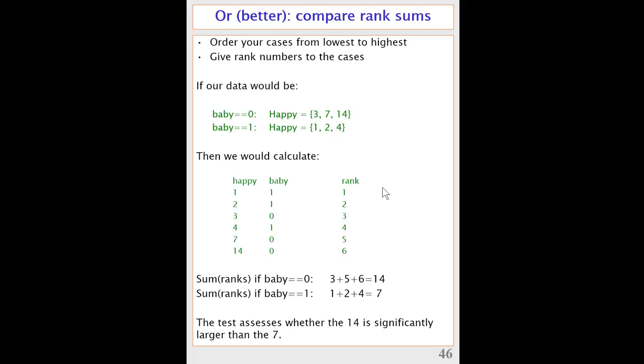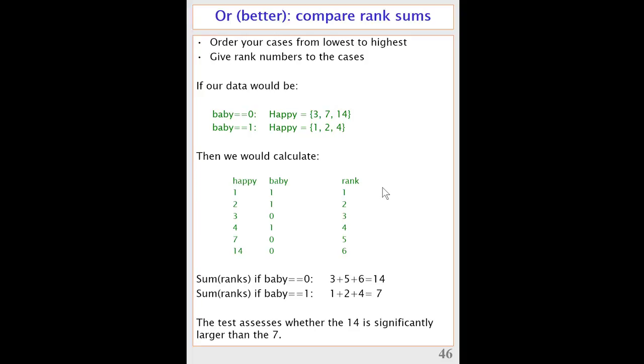Okay, then the other thing that we could do here, let's call it a rank sum test. I reduced the data here to 6 data points. We have baby equal to 0, and then we have a happy value of 3, 7, and 14, or baby equal to 1, and then we have a happy value of 1, 2, and 4. So this is a 6 data point data set just to explain the rank sum approach on this data.